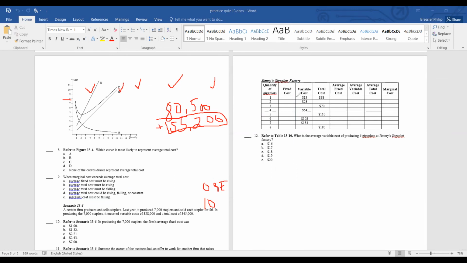fixed and variable equal total. So if the total cost is 38, the fixed is 25, and you just could write 25 all the way down because it's 25 for every one of them. And you could pretty much figure out all of them. And let's just do the second one. It is 53, the total cost, because it's 25 plus 28 is 53. Now, say I wanted to find the marginal cost for the second one. It's 53 minus 38, and that would be 15. Okay.